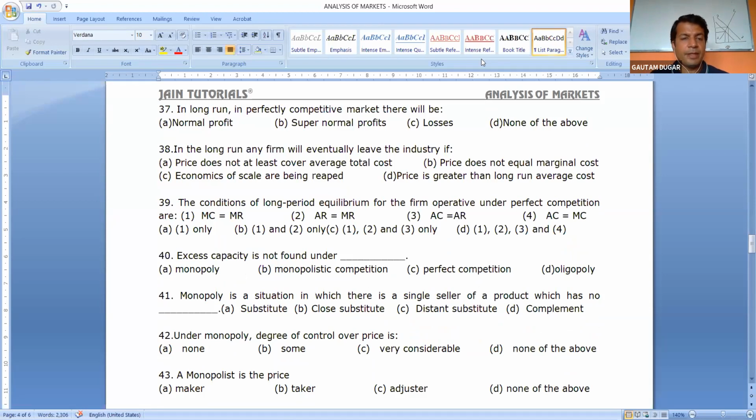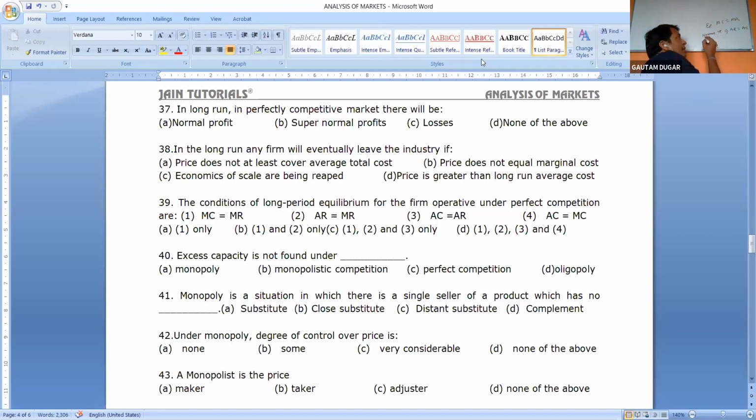39. Remember, in the long run, what happens in perfect competition? We know equilibrium is MC equals MR. And for normal profit, we have AR equals AC.